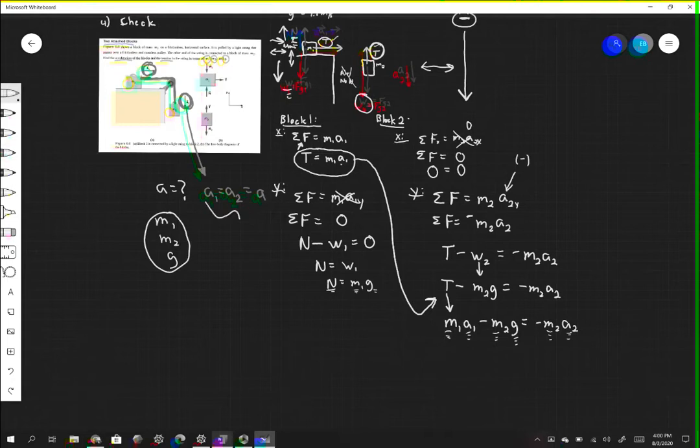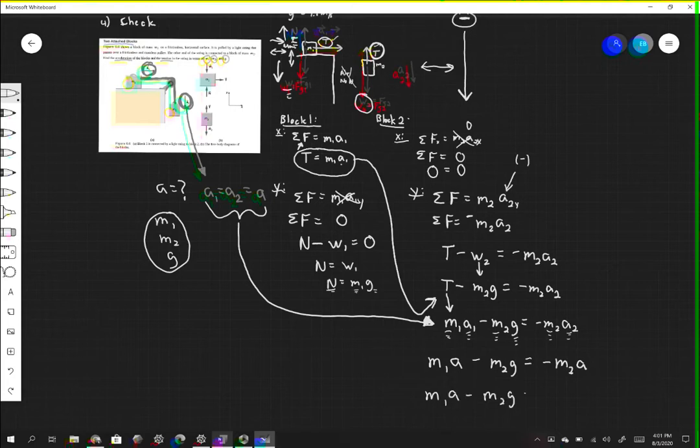So now I can plug in a everywhere I see a1 and everywhere I see a2. The accelerations of both blocks have to be the same. So I have mass 1 times acceleration minus mass 2 times g has to be equal to negative mass 2 times a. Now this is just algebra. I need to get everything on the same side. So I move my mass 2 over to the left-hand side: mass 1 times a minus mass 2 times g plus m2 times a is equal to 0.